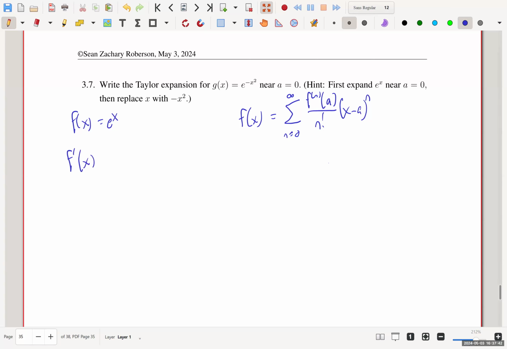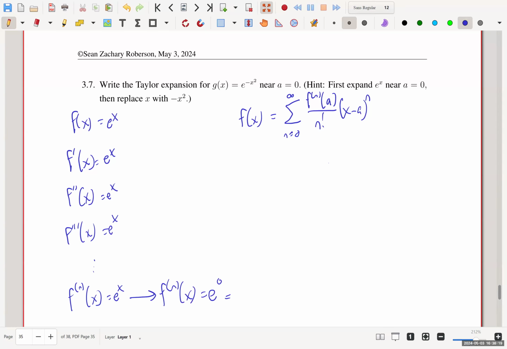What's the derivative of e to the x? So every derivative is e to the x. Now, what's the derivative of e to the x at 0? We plug in 0 into all of these. Since I already have the general pattern here, I just plug it into the derivative. So the nth derivative of f at 0 is just e to the 0, but what's e to the 0? 1.